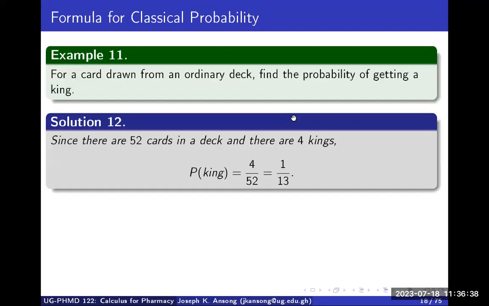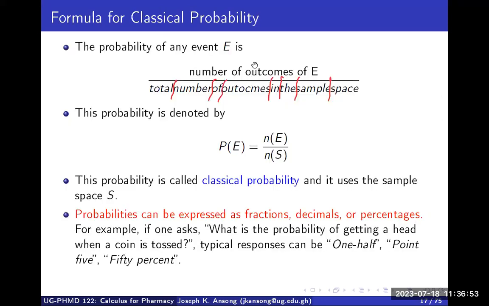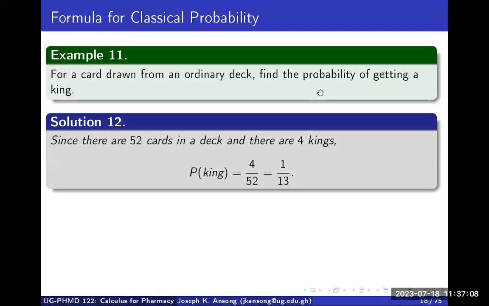For example, for a card drawn from an ordinary deck, find the probability of getting a king. You ask the question, how many kings do we have? That will be the number of outcomes. And what is the total number in the sample space? Well, we know we have 52 cards. So you take the number of kings divided by the total number in the sample space.